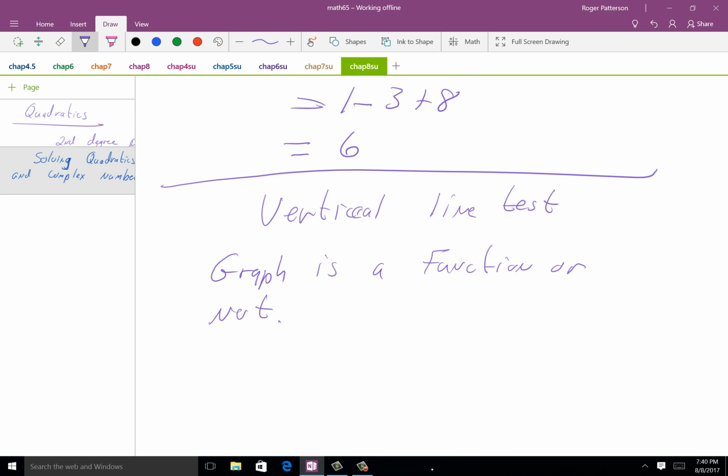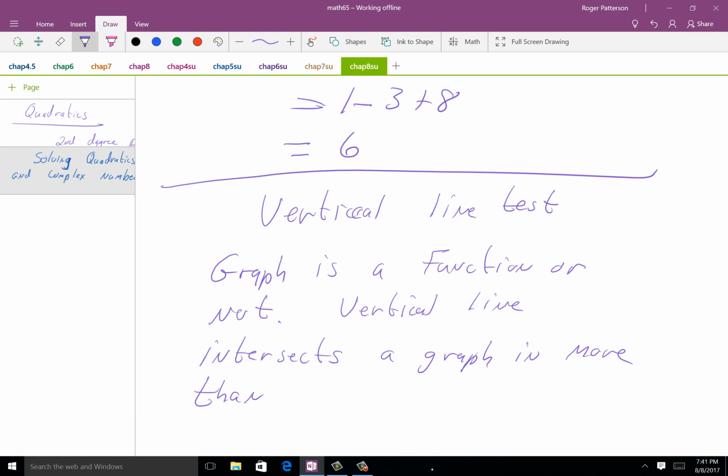Because if a vertical line, I don't care what you want to use, passes, intersects. I think I'll use intersects here. Crosses, touches, whatever word you want to use, more than one point, the graph is not a function.